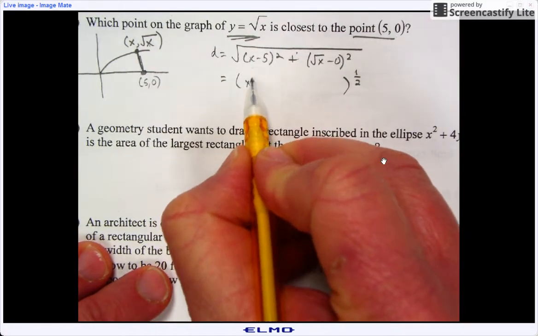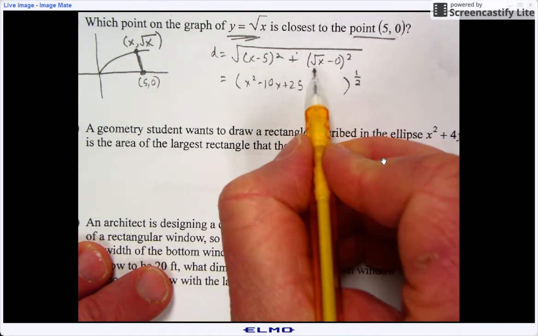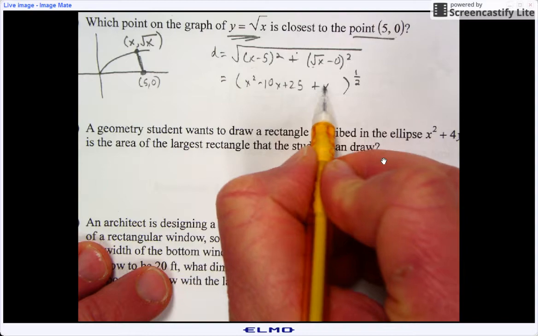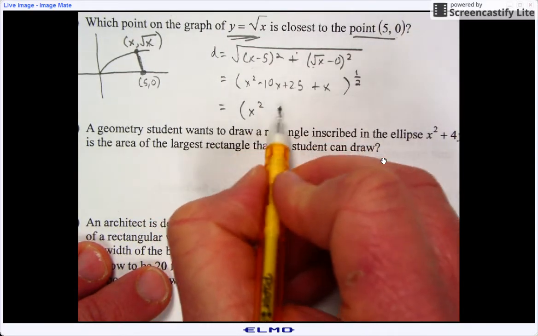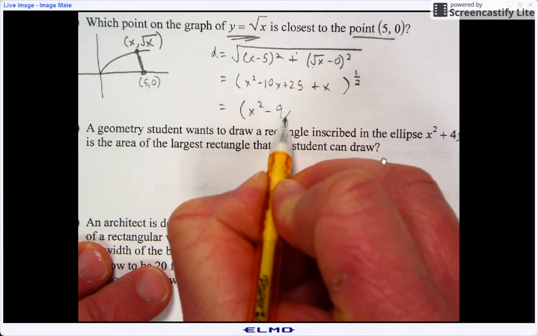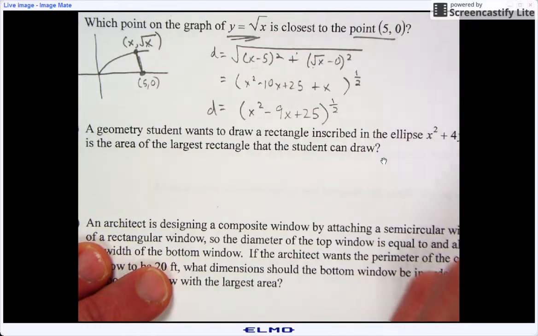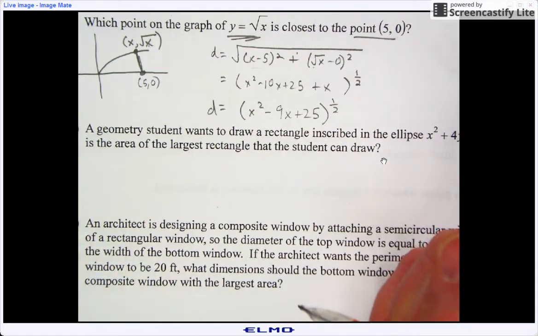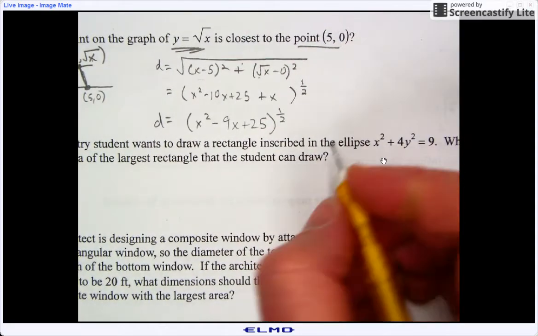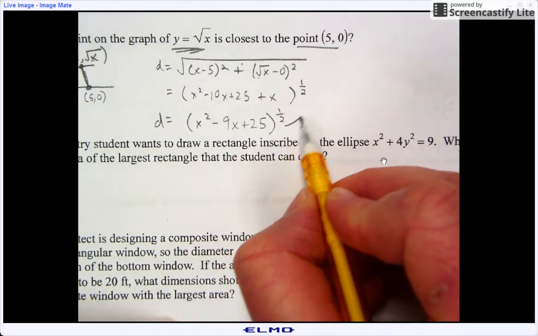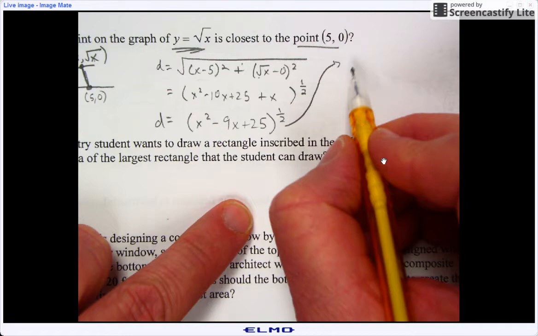This is x squared minus 10x plus 25. Radical x squared is x. So the function we're going to take the derivative of is x squared minus 9x plus 25. And it looks like it's going to be a nasty derivative, but it won't be hard to solve once we get there. So take the derivative, chain rule, derivative of the outside times the derivative of the inside.